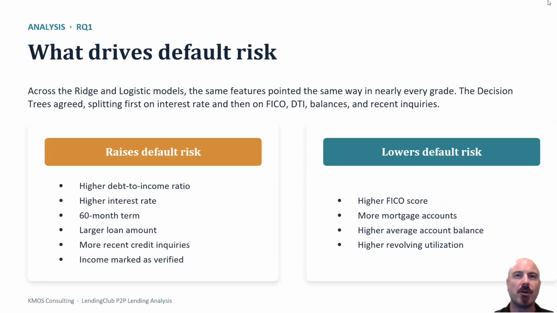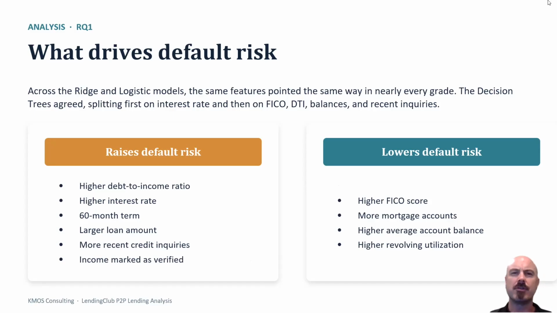So let's take a look at what drives default risk. Across all of our models, we did find some agreement on those drivers of defaults. On the risk raising side, things that increased risk: higher debt to income ratio, higher interest rate, everything that you would expect. Some things I do want to point out: the 60-month term. Loan categories were broken out into either 60-month or 36-month terms. So the longer loan was a higher default risk. The only other one that really stood out that might make you think a little bit would be the income marked as verified, raising the default rate.